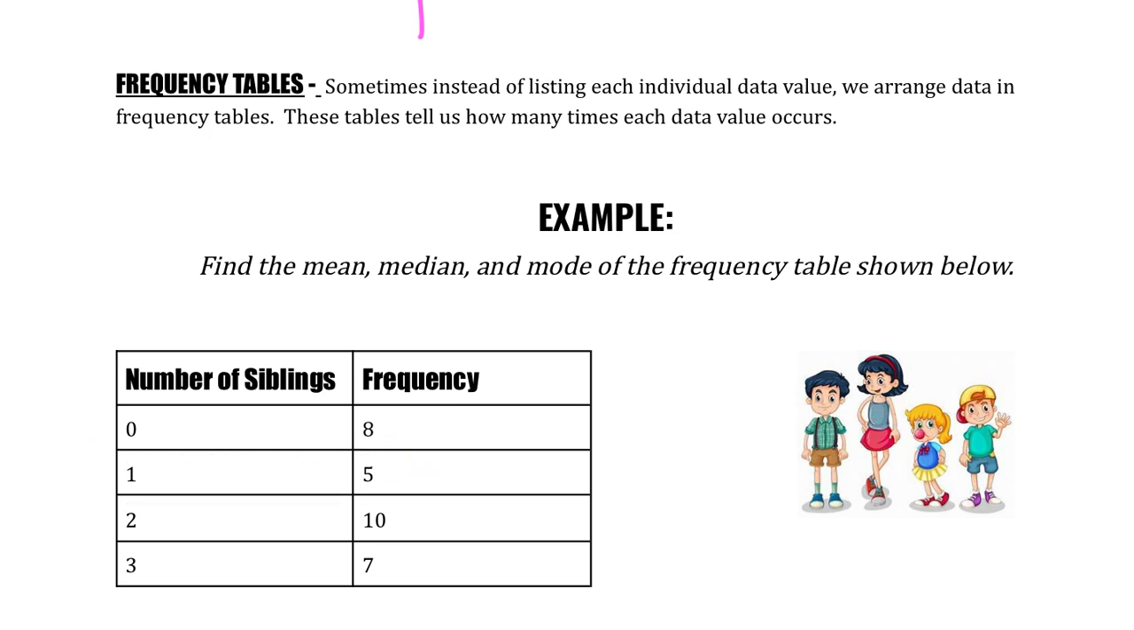So we could write out all of the data represented by this chart. So I would write 0 8 times, then I would write 1 5 times, etc. But it would be kind of time consuming. So you actually don't need to do that in order to find the mean, median, and mode.